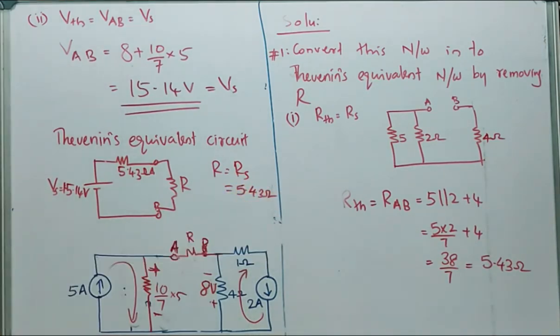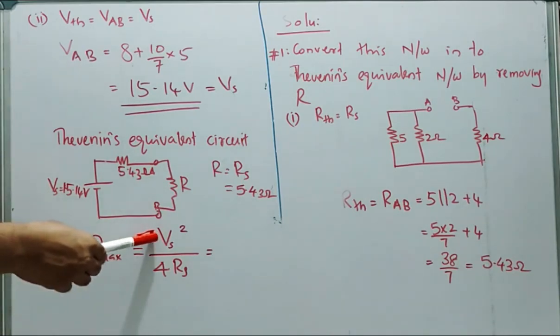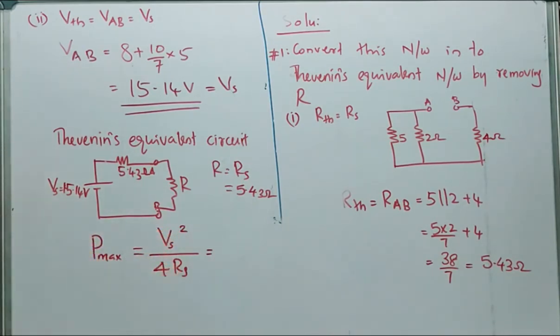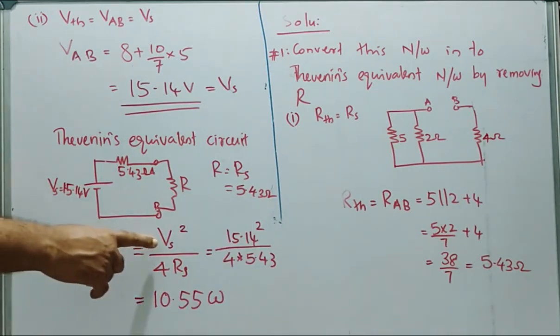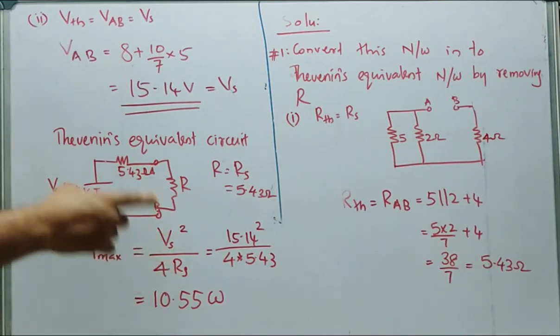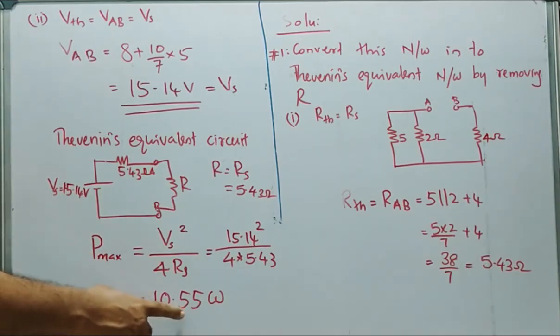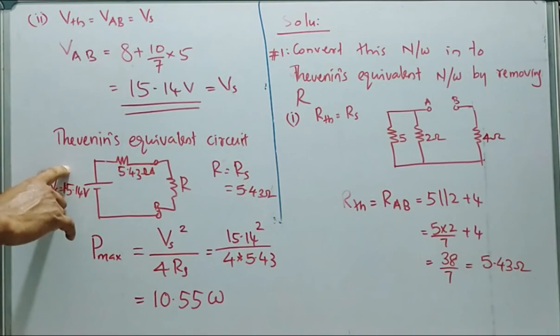In the second part of the question, it is also mentioned to obtain the amount of power transferred. We know that at the maximum power transfer condition, Pmax is equal to Vs square divided by 4Rs. Substituting the value of Vs as 15.14 and Rs as 5.43 ohm, we can obtain the maximum power transfer as 10.55 watt from source to load.